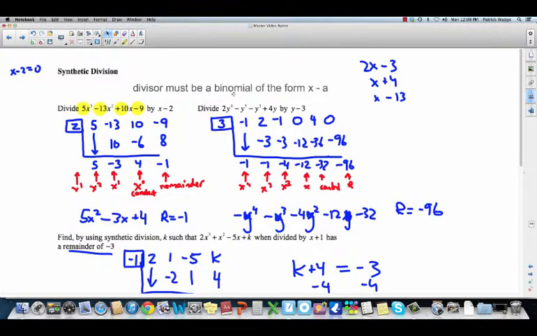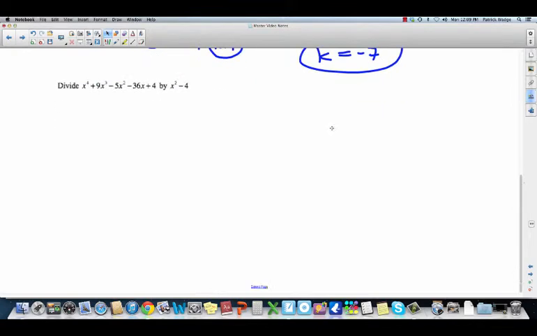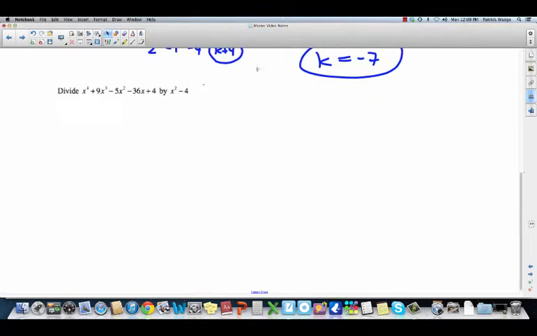It says here that the binomial must be of the form x minus a, like x plus 4, x minus 13. This is x squared minus 4. I guess we can't do this. Or can we? Anyone see what you can do to this right here? You can factor it. You can make it x plus 2, x minus 2. It's a difference of squares.